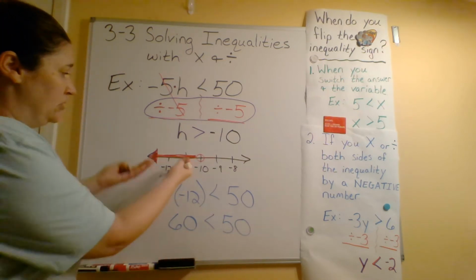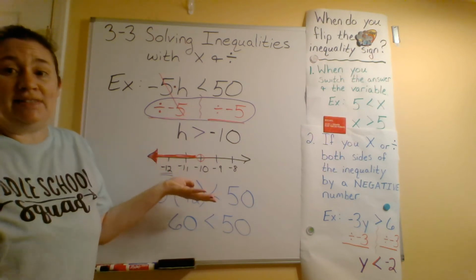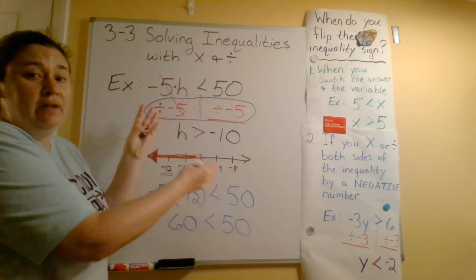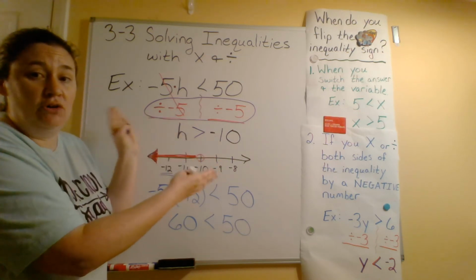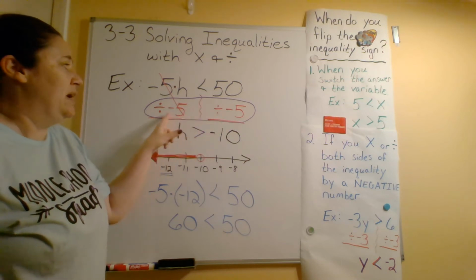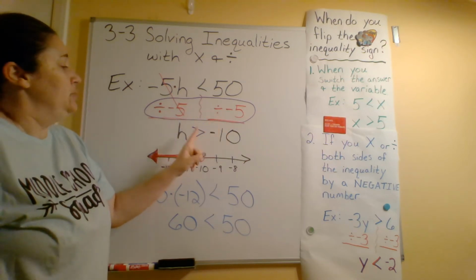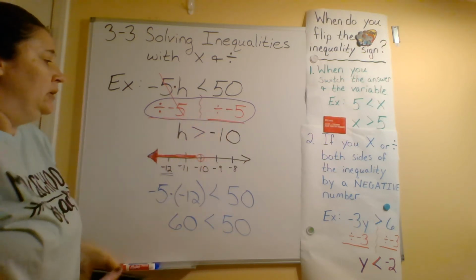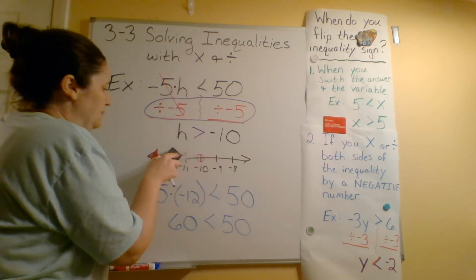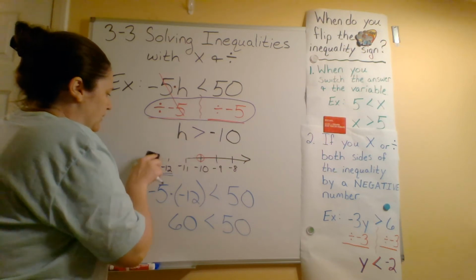Because if you don't, the answers are wrong. It's just that simple. I don't like this either. I never liked this rule, but I didn't invent math, so don't blame me. If you multiply or divide both sides by a negative number, you have to switch the sign or else your answer is just wrong. So let me erase this line.